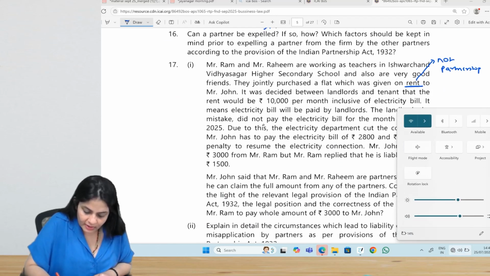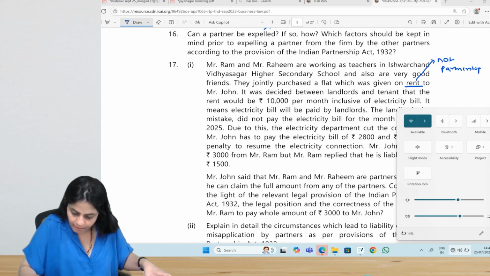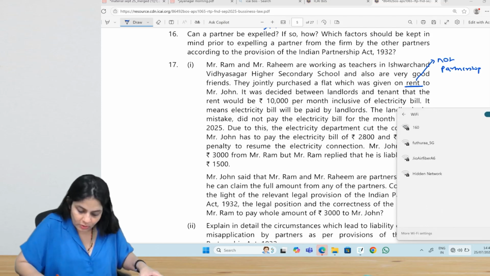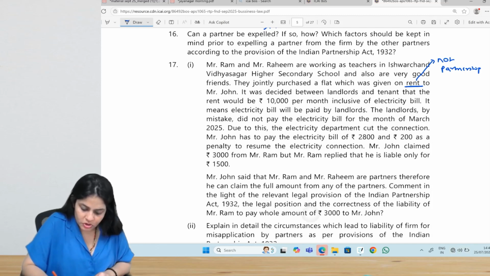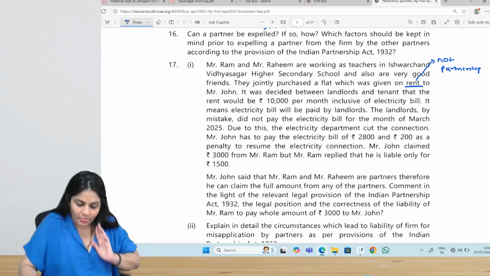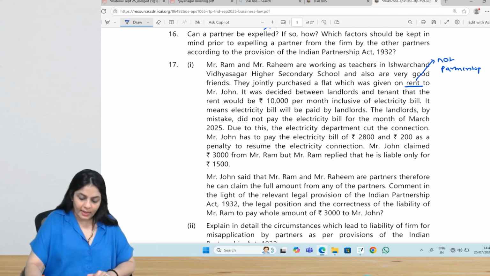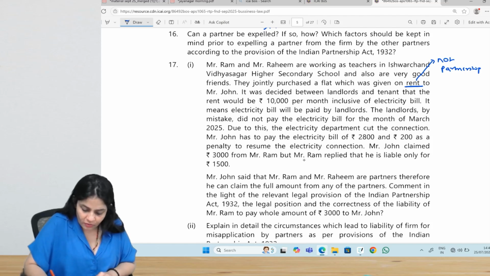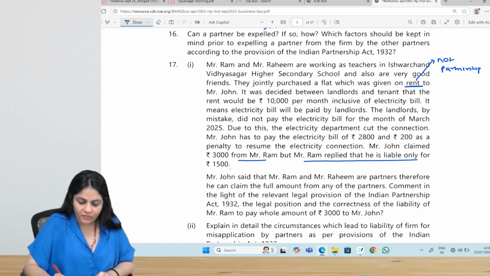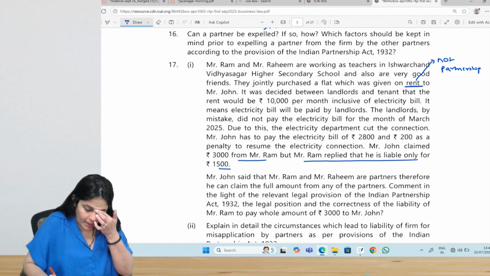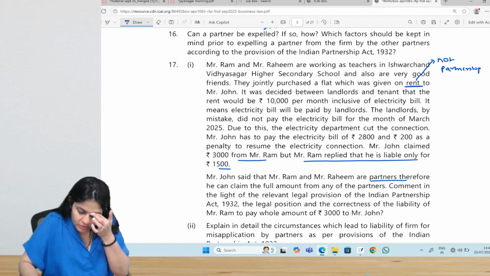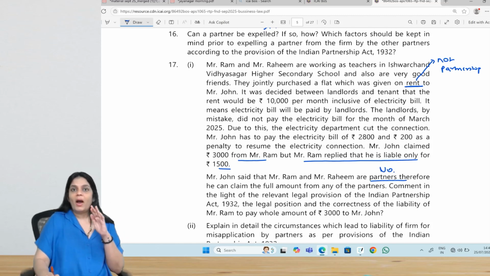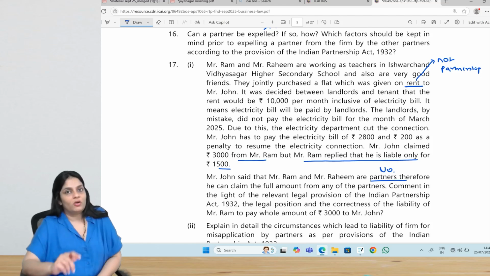The landlords, by mistake, did not pay the electricity bill for the month of March. Due to this, the electricity department cut the connection. Mr. Jones had to pay the electricity bill of 2,800 and 200 as a penalty to resume the electricity connection. Mr. Jones claimed 3,000 from Ram, but Ram replied that he is liable only for 1,500. Mr. Jones said that Ram and Rahim are partners. Are they partners? No. If they were partners, he could have recovered the money from any one of them.